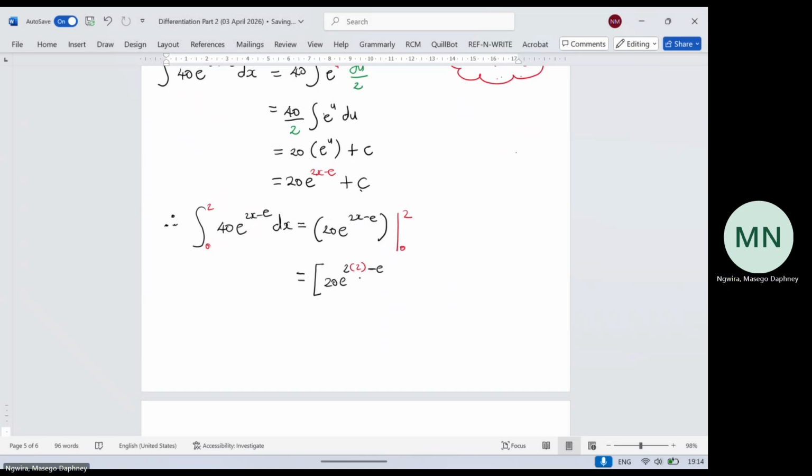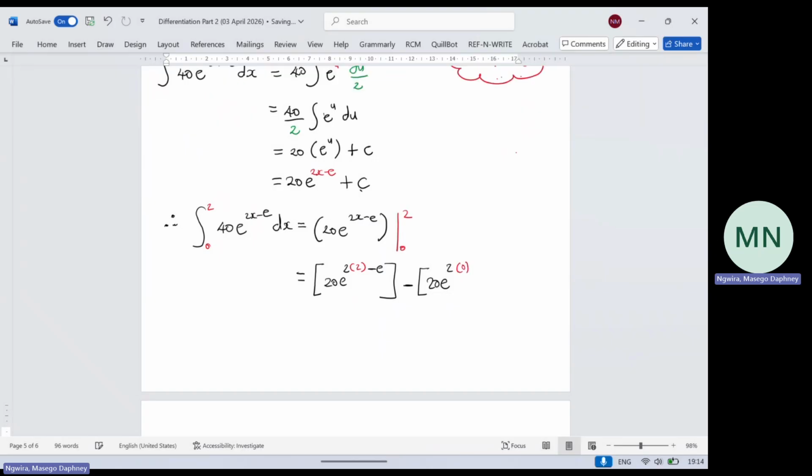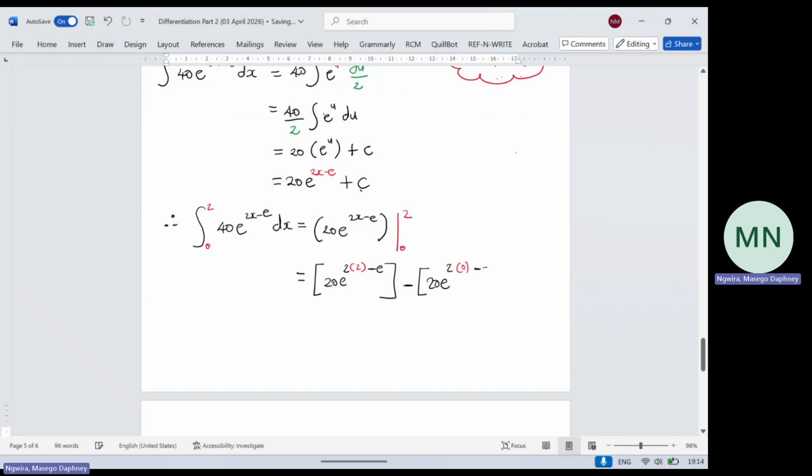And then minus, 20 e to the power of 2, and this is 0. So any number to the power of 0 is 1 anyway. Okay, 0 minus e, oh, it's a negative. Okay, it's minus e.